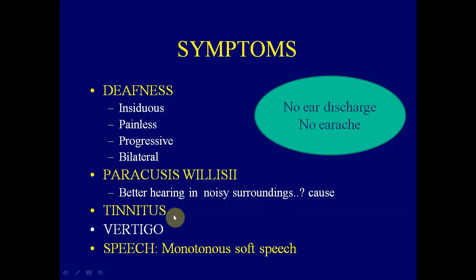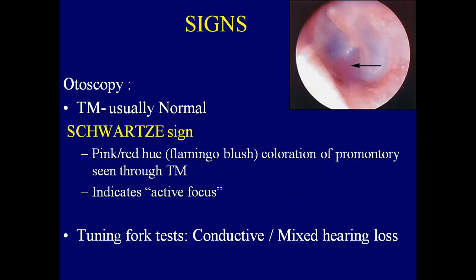Tinnitus and vertigo are the less commonly observed symptoms of otosclerosis. But one interesting feature of otosclerosis is monotonous and soft speech. They won't speak louder. This can be explained by the conductive hearing loss, where when the patient is speaking, he hears his speech louder than the external sound. That is why they tend to speak at a softer volume.